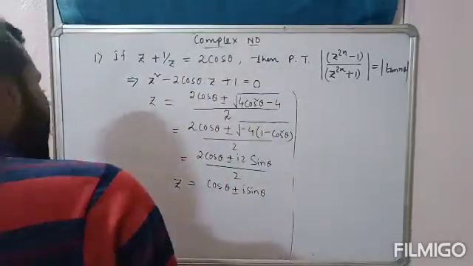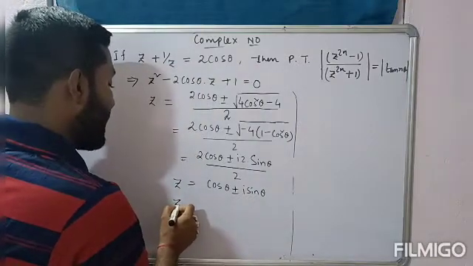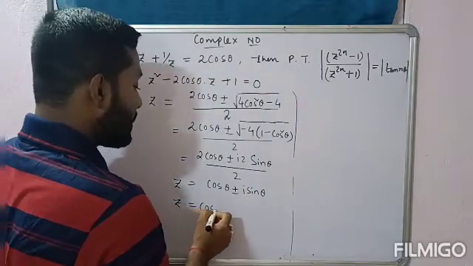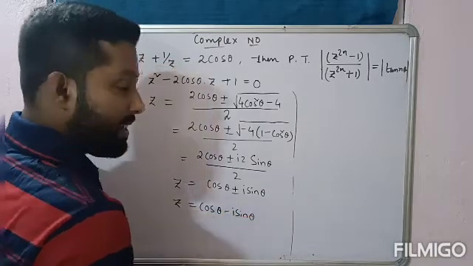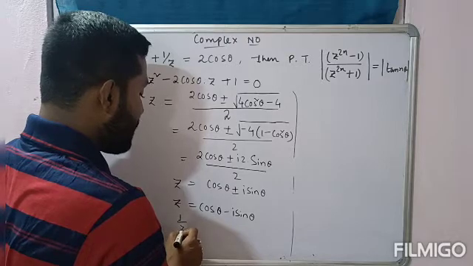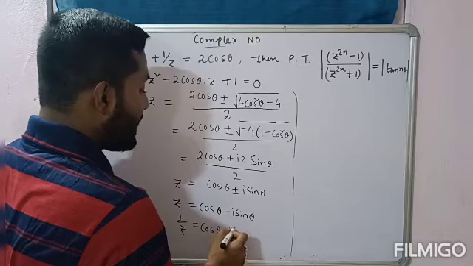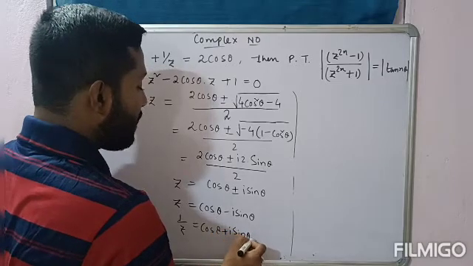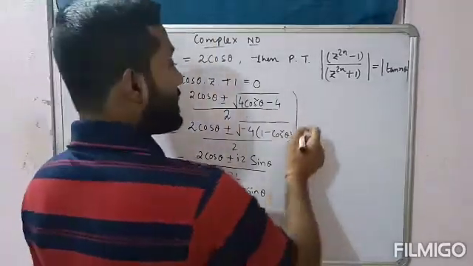If we take the negative value of z, तो फिर z का वैल्यू क्या हो जाएगा? Then z is equal to cos theta minus I sin theta. If z is cos theta minus I sin theta, then 1 by z is equal to cos theta plus I sin theta. This is the value of 1 by z. Alright? Okay. So we know z and 1 by z now.